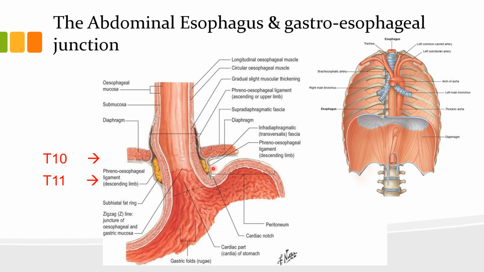Number two, there is a ring of fat surrounding this junction that exerts some kind of pressure on the area. Number three, and importantly, is the diaphragm itself. You remember that the right crus of the diaphragm forms a sling or a loop around the esophagus, and it keeps it pulled so there will be no reflux. And finally, the intra-abdominal pressure itself. The intra-abdominal pressure keeps this area closed.